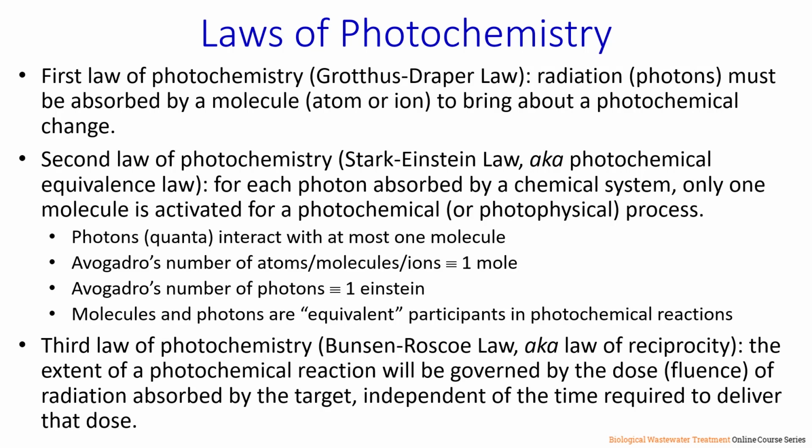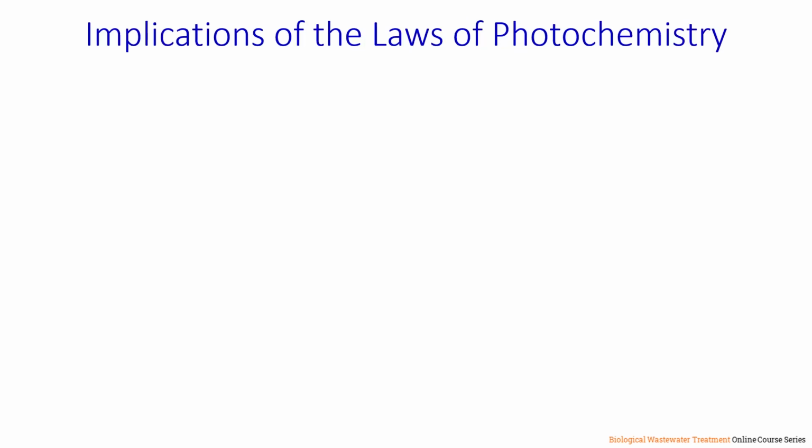In other words, if you deliver a dose of radiation to a target over a long period of time, and then in a second experiment you deliver that same dose of radiation to the target in a shorter period of time, the extent of the photochemical reaction will be the same in both cases. It doesn't matter how long it takes to deliver that dose of radiation to the target. There are a number of implications of these laws of photochemistry, and we'll consider some of the most important ones in the next couple of slides.